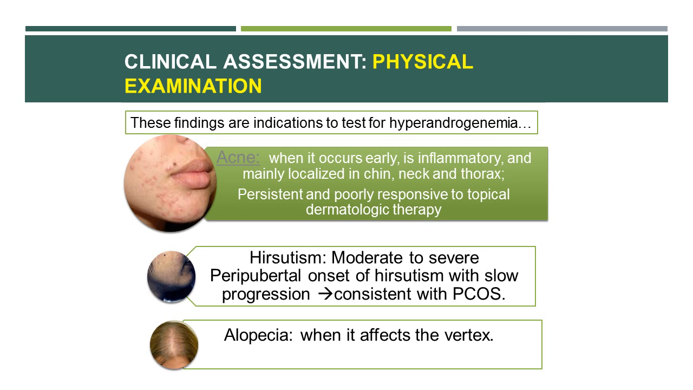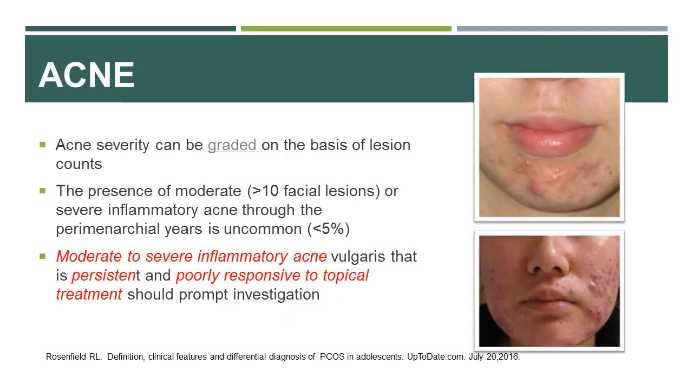Here are some of the physical manifestations of hyperandrogenemia in PCOS. Among others, patients may present with acne, hirsutism, or alopecia. The type of acne in hyperandrogenemia in PCOS is usually the inflammatory type and is mainly localized in the chin, the neck, and the thorax. This is the type of acne that is persistent and poorly responsive to topical dermatologic therapy.